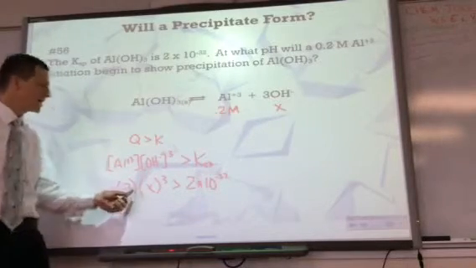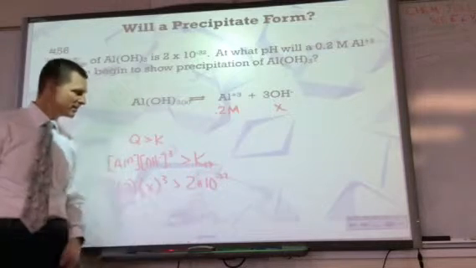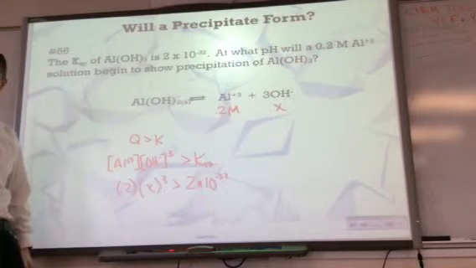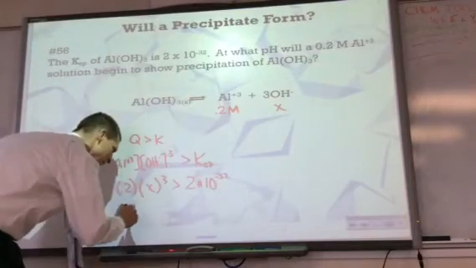Now, when you solve for X, it's pretty simple. That 0.2 just moves right over there. And take the cube root. And I don't know if I can remember this from memory.